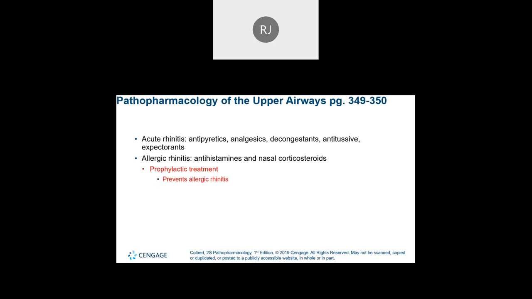On page 349 and 350, you have acute rhinitis and allergic rhinitis, and some of the medications that they use to treat them. And then you have prophylactic treatment for acute allergic rhinitis, and prophylactic treatment prevents allergic rhinitis.